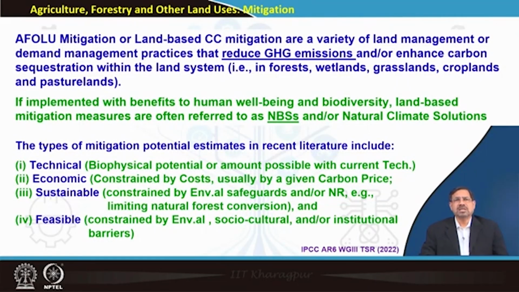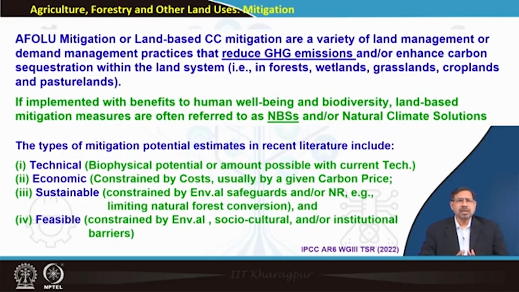So, this is the first type of mitigation potential that is available as far as the recent literature is concerned. The second is the economic. Economic potential is often constrained by costs, so usually a given carbon price helps. The third is sustainable, constrained by environmental safeguards and natural resources, for example, limiting natural forest conversion. And the fourth is feasibility. Feasibility is constrained by environmental, socio-cultural and or institutional barriers.